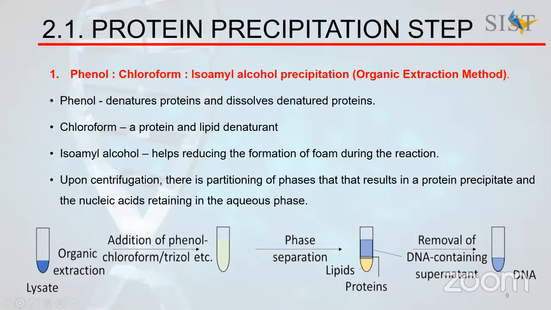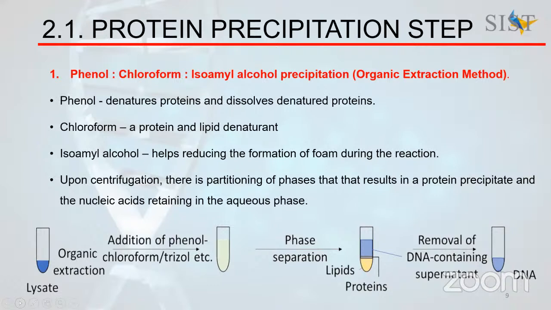So the addition of phenol will denature the protein, so that the denatured proteins will be dissolved in the cell lysate. And the addition of chloroform helps the protein and lipid denaturation. And isoamyl alcohol helps reduce the formation of foam during the reaction, because the protein is denatured and dissolved, so the cell lysate might become foamy, right? Like it will have foam. Having foam in the cell lysate will disturb the DNA extraction. So in order to avoid that, we add isoamyl alcohol, which will reduce the formation of foam.